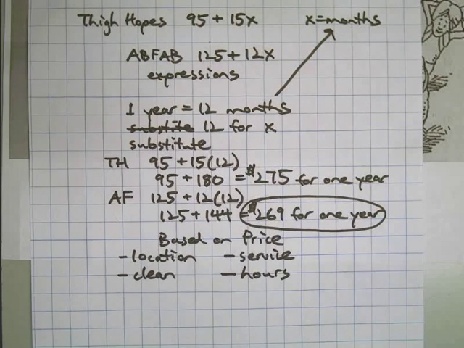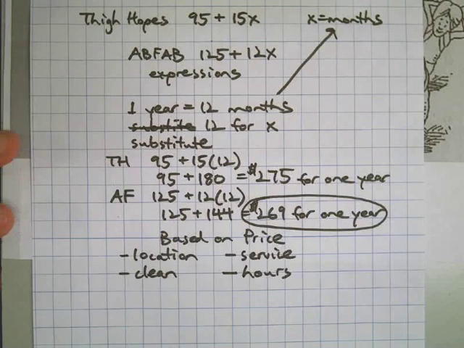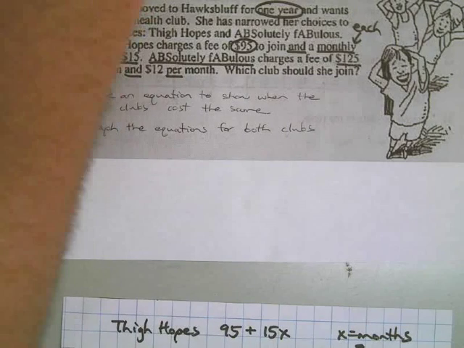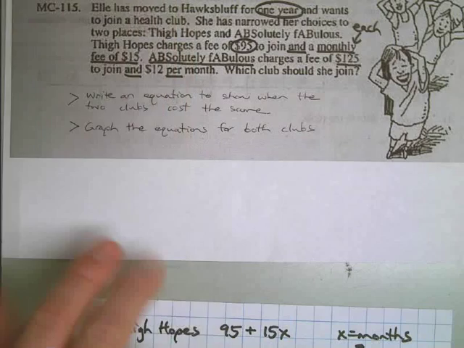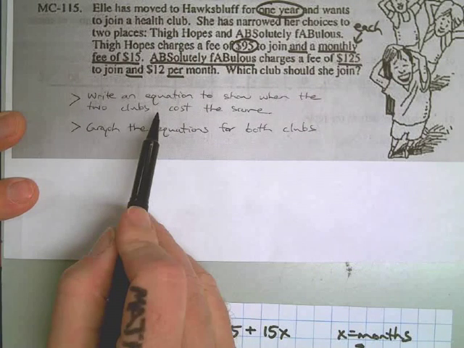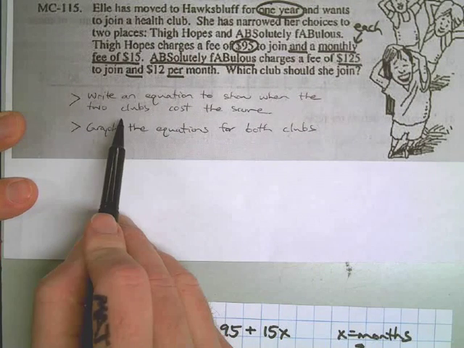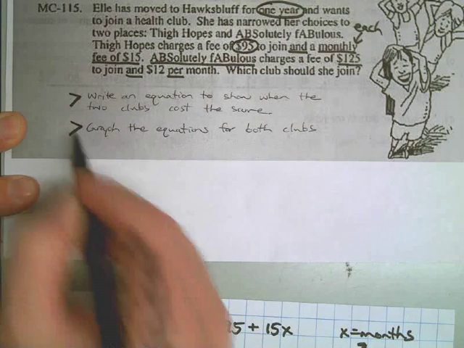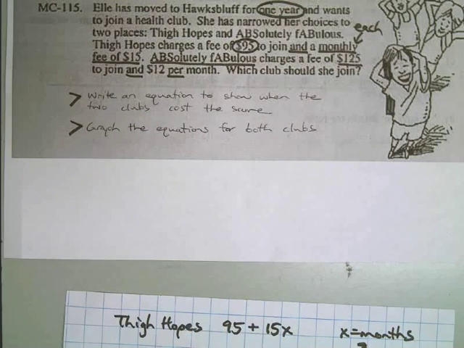Now I want to take this a step further. So if that helps you, good. Turn this off and move on. But those of you that want more of a challenge and some more practice doing something different, I've added a little bit to this problem. Let me zoom in here. Can you write an equation to show when the two clubs cost the same? And can you graph those two equations? So here we go. Let's do that.